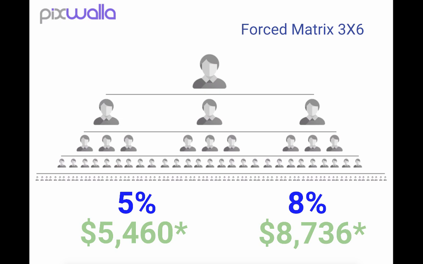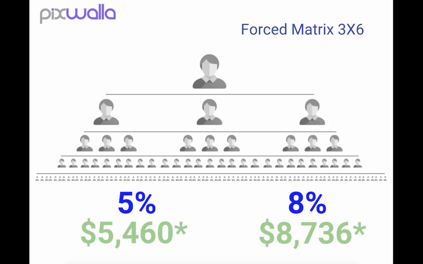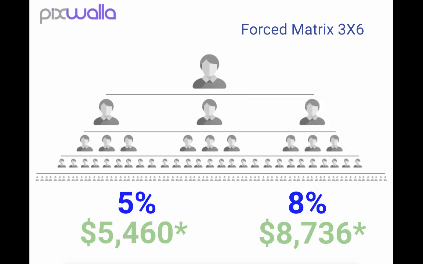So what does this mean? Let's say you sign up, you don't put anybody, you don't make any sales, but you're in the matrix. You're paying your $100 a month. You're going to get paid 5% on those that are forced to be placed. Basically $5 per person in your matrix. That's right. Okay. So the max you would ever earn on this would be about $5,460.